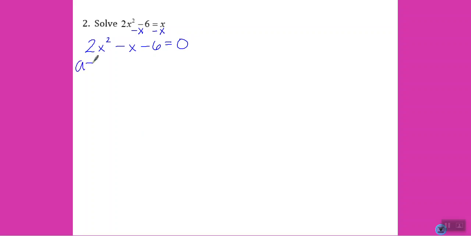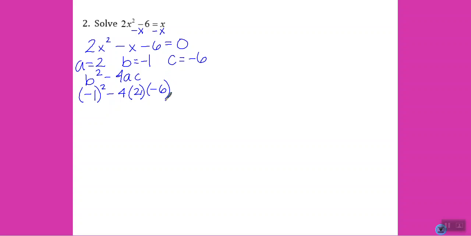So a equals 2, b equals negative 1, and c equals negative 6. So again, I'm going to plug into the b squared minus 4ac part of the formula first. So I'll have negative 1 squared minus 4 times 2 times negative 6. And when I type that into my calculator, I get 49.